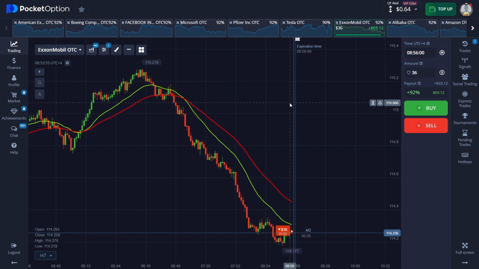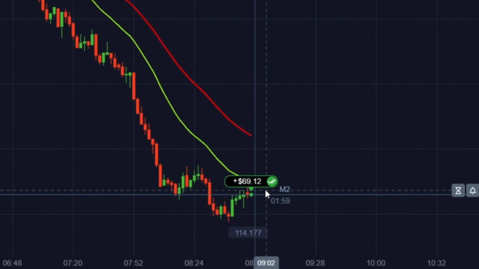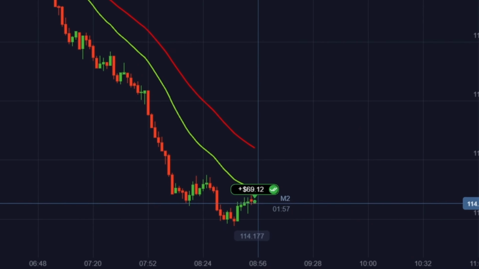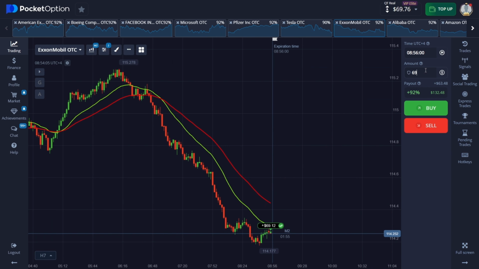With only 6 seconds left, we won another trade in this compounding session. My balance has now increased to $69. So let's find a trade for $69.